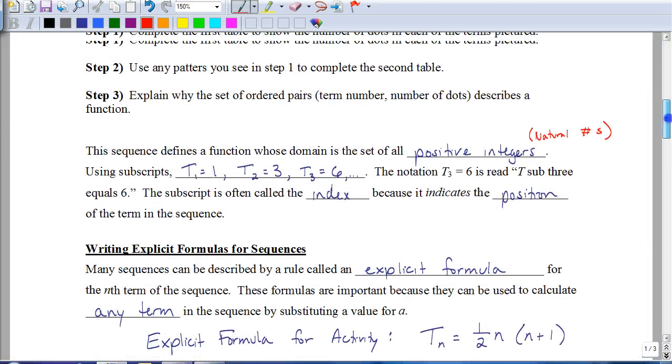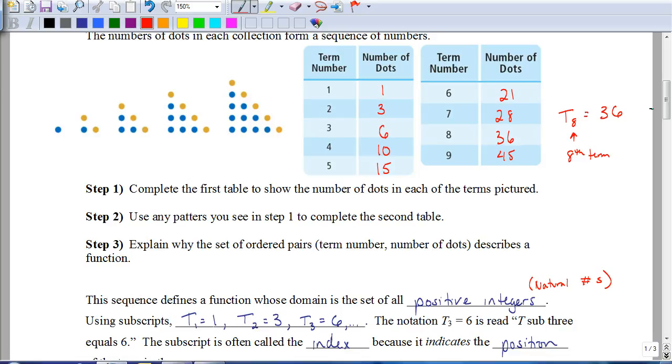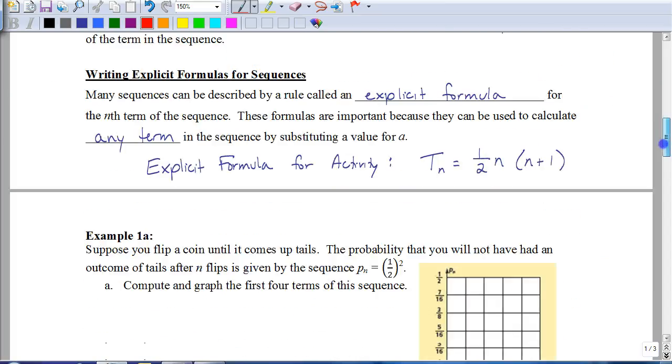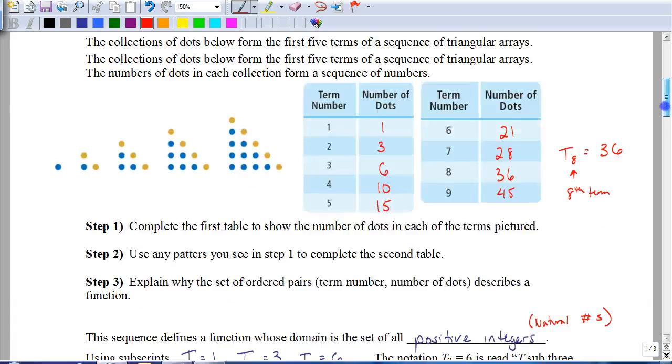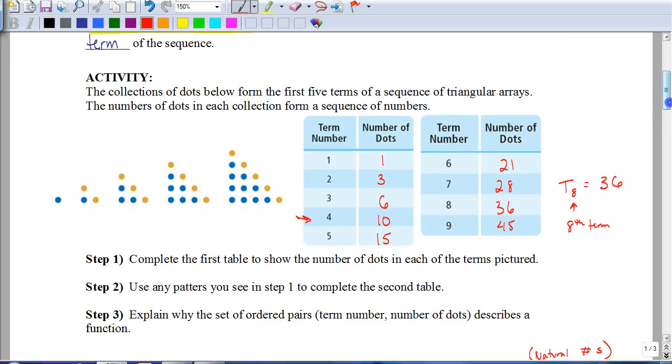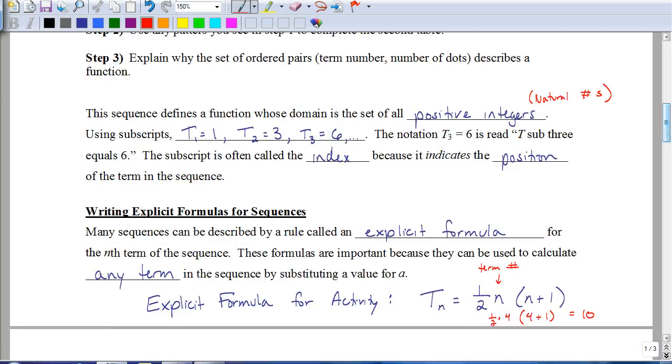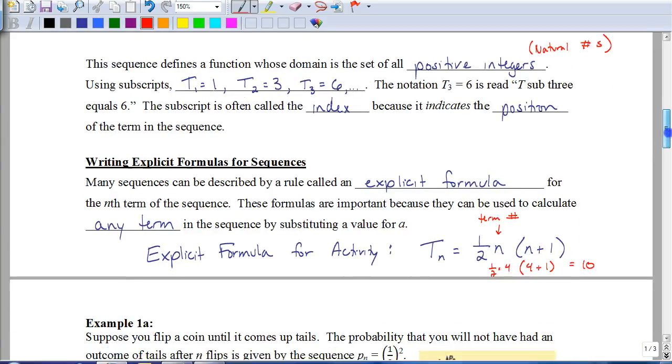So if I want to figure out the 15th term of the sequence, I want a formula that will get me directly there. That's what I have down here, where it says explicit formulas. For this activity it's T sub n equals 1/2 n times (n plus 1). Here, n represents the term number. So let's do something simple. If I wanted to find the fourth term in the sequence, I would put 4 in this equation. 4 plus 1 is 5. Half of 4 is 2. And 2 times 5 equals 10. Let's check our answer with this table. Sure enough, the fourth term was 10. So that's what the explicit formula does. Now if I wanted to find the 15th term in the sequence, I would just plug 15 in for n, and I could get directly to my answer without having to complete a table.